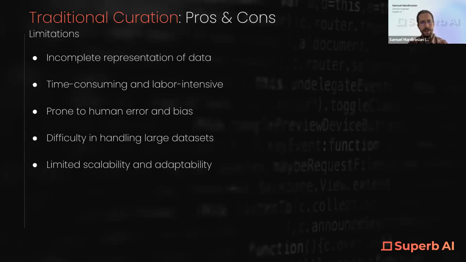Third, more sophisticated traditional methods struggle with handling large datasets. As the volume of data grows, it becomes increasingly challenging to manage and curate the data effectively. And lastly, these methods can have limited scalability and adaptability. They're not designed to evolve with changing specific data needs and trends, making it difficult to keep up with the rapid pace of advancements in the field of computer vision.